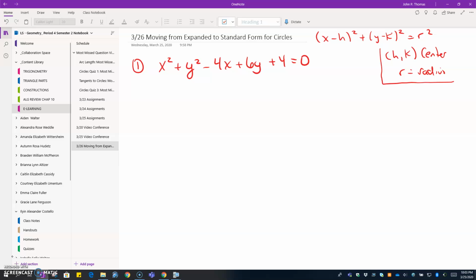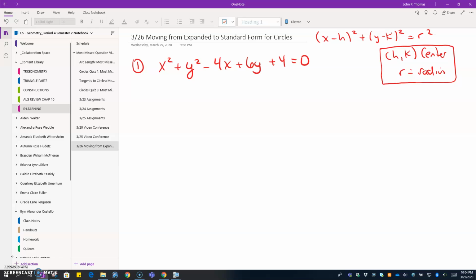When we're in standard form, we can get a good graph of a circle very quickly. Expanded form, like number 1, where we have x squared plus y squared minus 4x plus 6y plus 4 equals 0, really doesn't tell us a whole lot about the circle at all. So we're going to look at a strategy that takes us from this format into the other format, and we're going to lean heavily on completing the square.